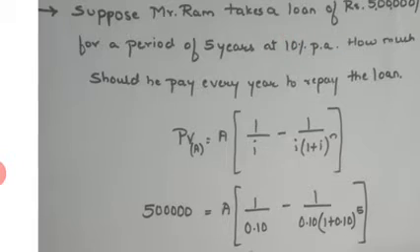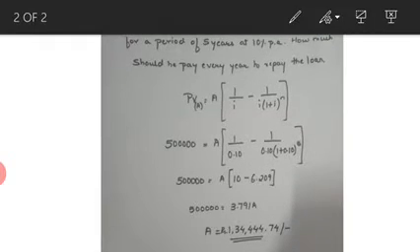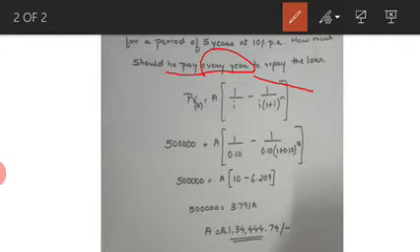Now, what are we supposed to find? We are supposed to find how much he should pay every year. This word is very important: every year to repay his loan. When we say every year, we are talking about annuity. That is, we need to find the annuity.